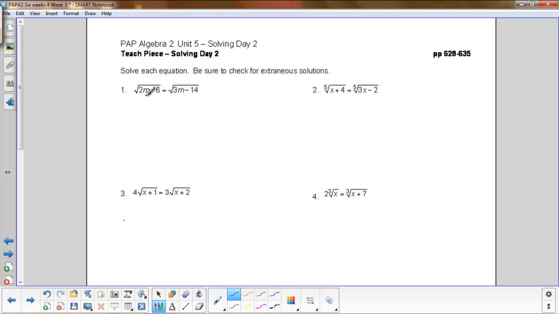Solving radical equations, day 2. Alright, stick with me on this stuff. It gets a little bit confusing, so make sure that you're understanding what's going on while we're going through this.